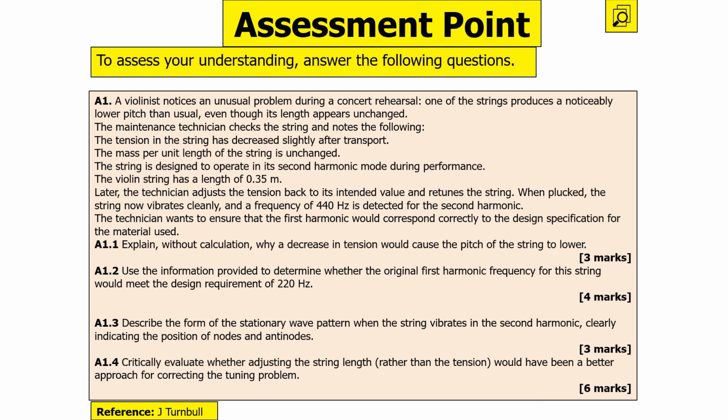Explain, without calculation, why a decrease in tension will cause the pitch of the string to lower. Use the information provided to determine whether the original first harmonic frequency for the string would meet the design requirement of 220 Hz. Describe the form of the stationary wave pattern when the string vibrates in the second harmonic, clearly indicating the position of nodes and antinodes. Then critically evaluate whether adjusting the string length rather than the tension would have been a better approach for correcting the tuning problem. So pause the video now, then unpause the video when you want to go through your answer.